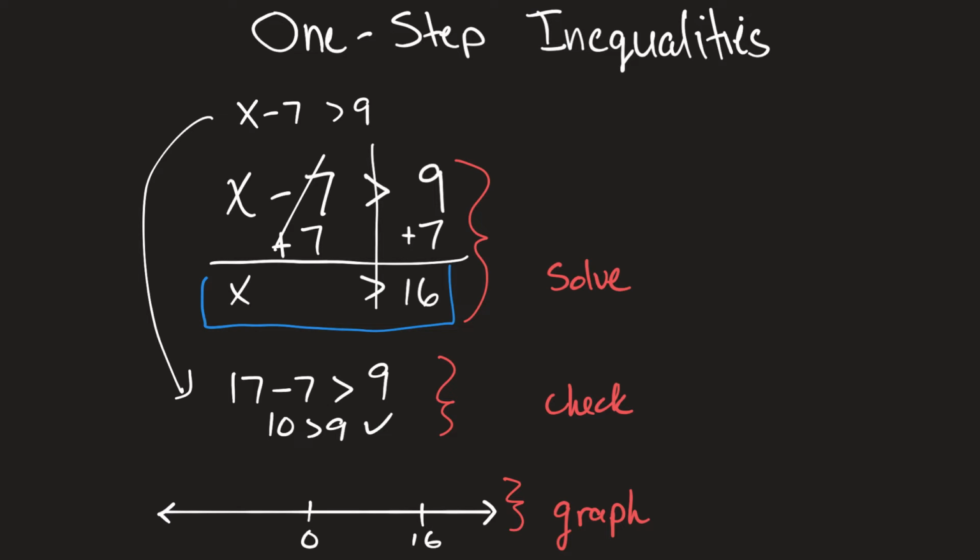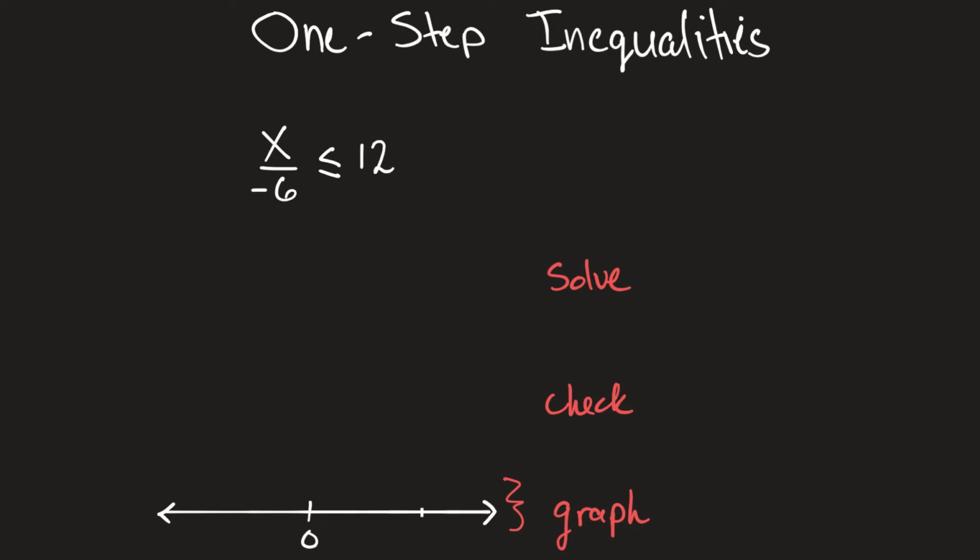And since we have this type of inequality, that doesn't include 16. It has to be bigger than 16. So we are going to represent that with an open dot. And these are numbers bigger than 16, which are to the right here. So I'm going to have an arrow going to the right. And that's the graph. And that's solve, check, and graph of the one-step inequality. Let's try another one.